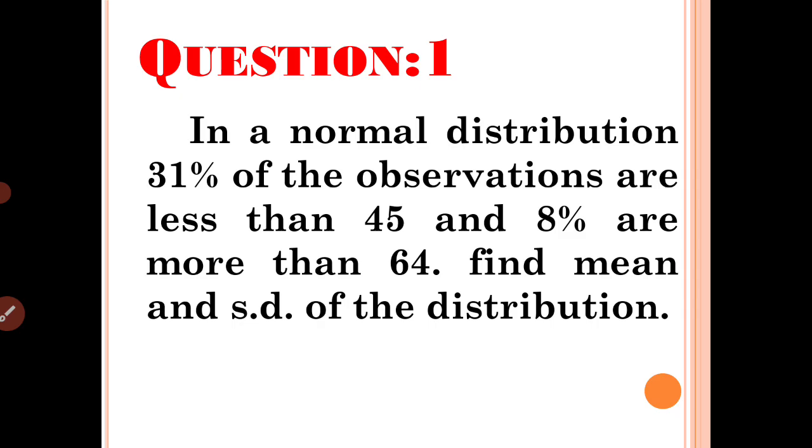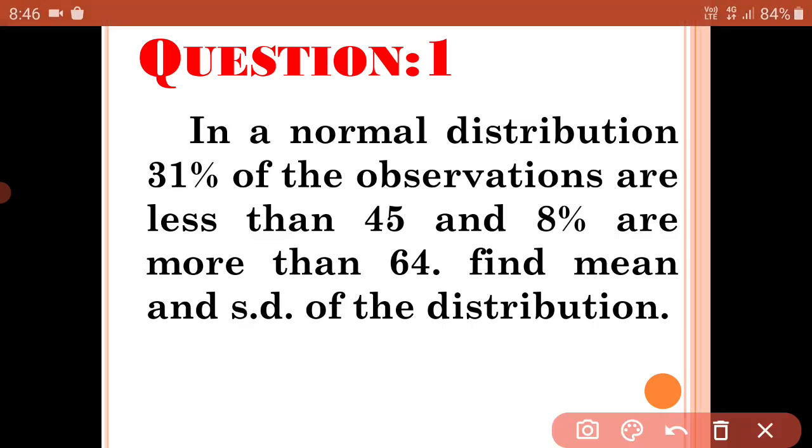Method number 2. It is question number 1. In a normal distribution, 31% of the observations are less than 45 and 8% are more than 64. Find the mean and standard deviation of the distribution. Students, remember this method is very important. Here we are finding the mean and standard deviation.